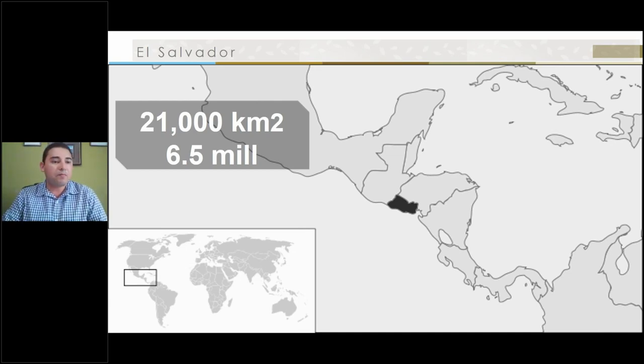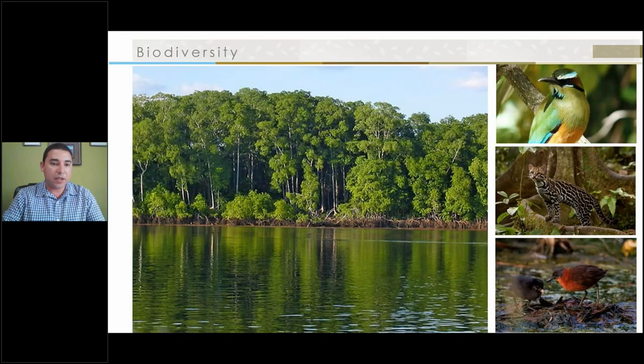El Salvador has a little more than 21,000 square kilometers, and the population is about 6.5 million inhabitants. The majority of people and the productive activities of the country are located in the metropolitan area of San Salvador, which is the capital of the country, but also is one of the most vulnerable countries to climate change. In spite of its small territorial extension and its high population density, El Salvador maintains a significant level of biodiversity with a good representation of ecosystem species and with genetic resources of regional and global importance.